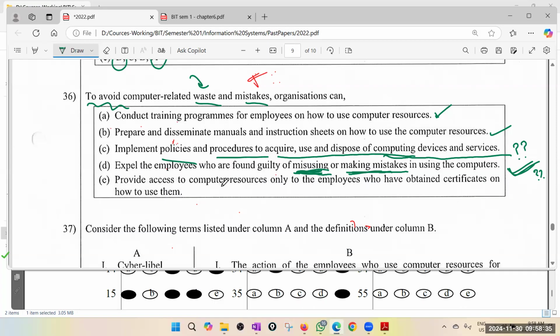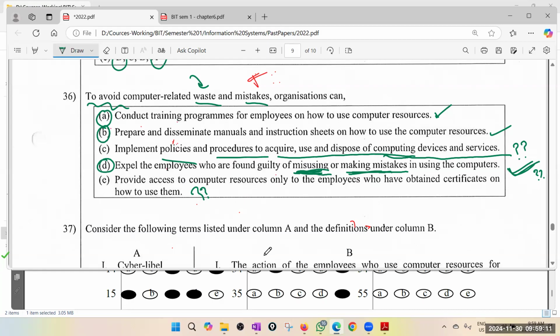Provide access to computer resources only to the employees who have obtained certificates on how to use them. That is also a little bit too much, but I don't know. Sometimes yes, but sometimes people don't have certificates, but they have the skills. So therefore, I think this is too much. But I don't know if the examiner takes this. Okay, so therefore, I'll go for D, B, and A.